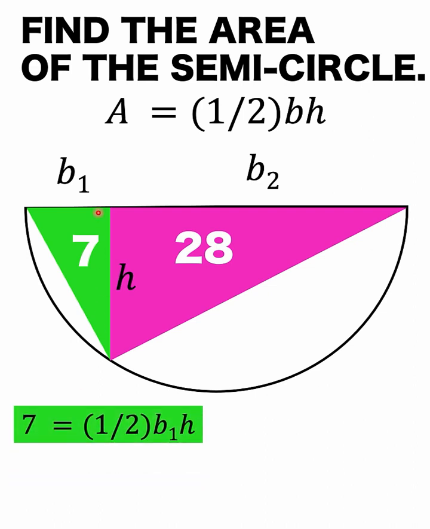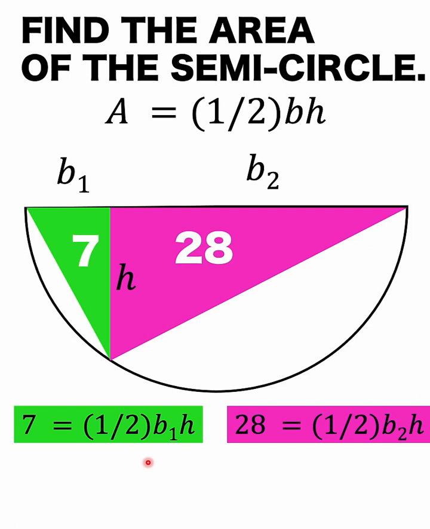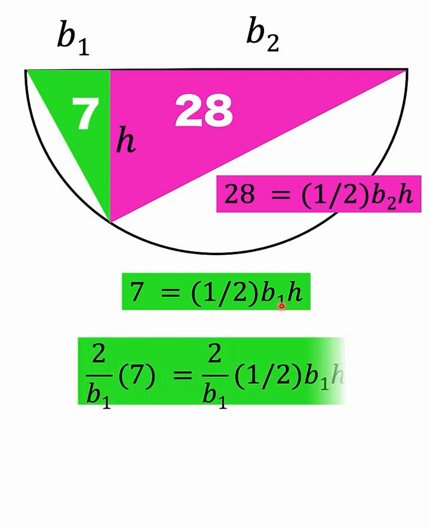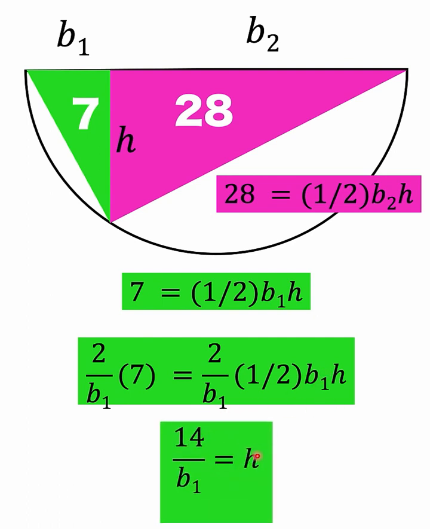Then let's substitute these variables into this formula for the area of a triangle. So for the green triangle, the area is 7. We copy the 1/2, the base is b sub 1, and the height is h. We will do the same for the pink right triangle. Now, let's concentrate first on this green triangle, and let's solve for the height. So solving for h, we multiply both sides of the equation by 2 over b sub 1, so that 2 times 1/2 is 1. b sub 1 over b sub 1 is also 1. What is left on the right side of the equation is h. And on the left side, we have 2 times 7 equals 14, and we copy the denominator b sub 1.